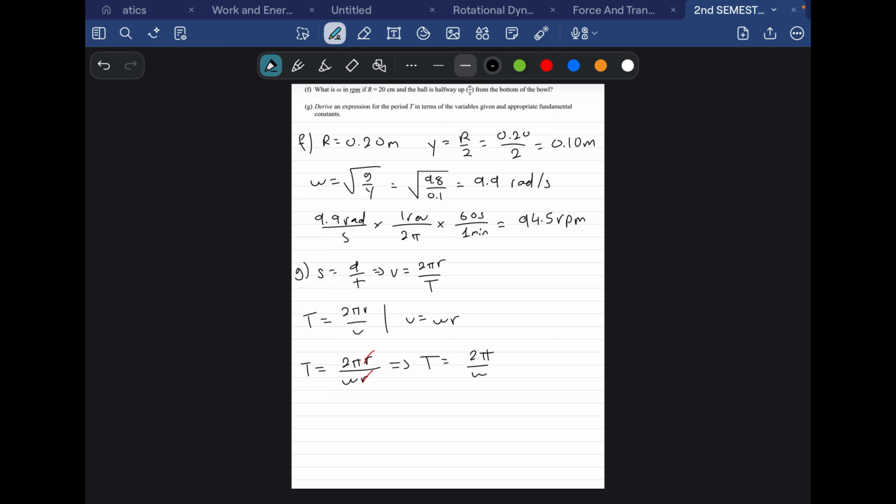And then earlier we found omega to be radical G over Y. So I'll plug it in for omega. Since this is a fraction on the bottom, we'll flip it over to get this equation: T equals 2 pi times radical Y over G. And that's our T expression.